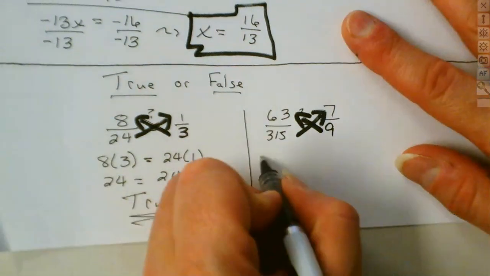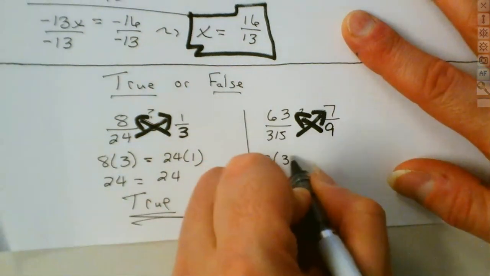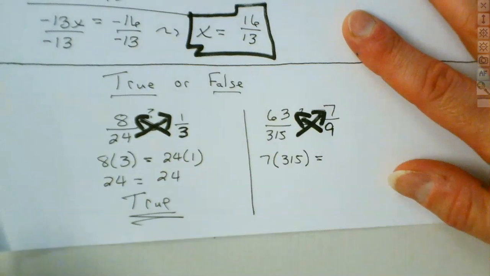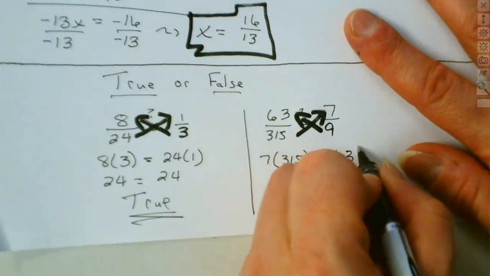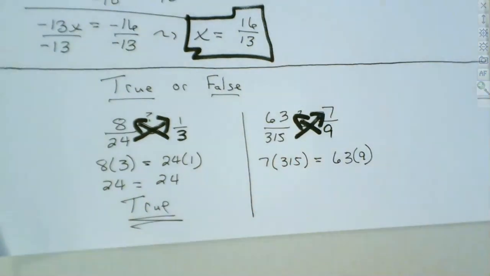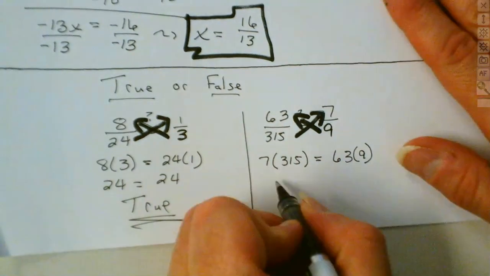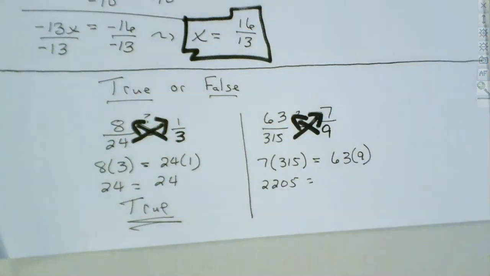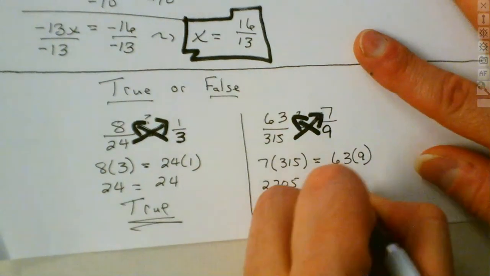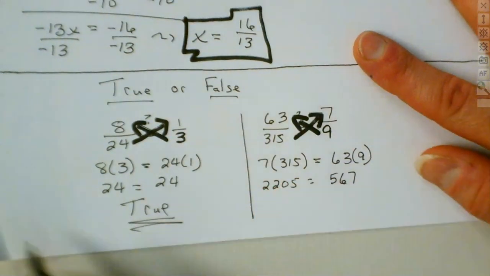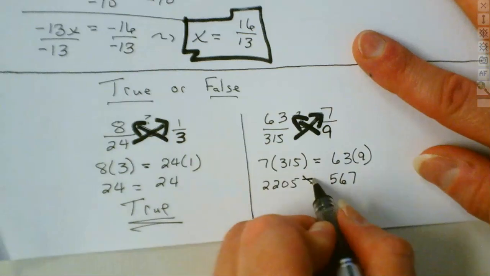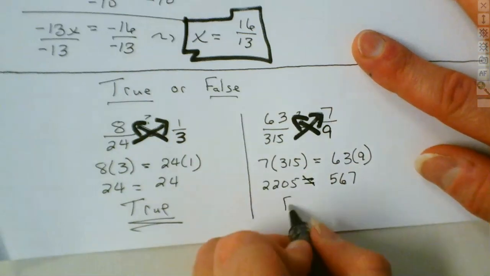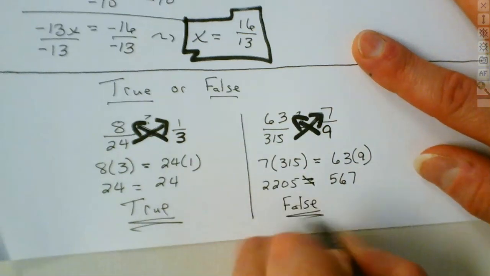When I cross multiply, I have 7 times 315, and that equals 63 times 9. Well, 7 times 315, that's 2205. And what about the other side? 63 times 9, well, that's 567. Does that equal the other side? No. So those fractions are not the same.